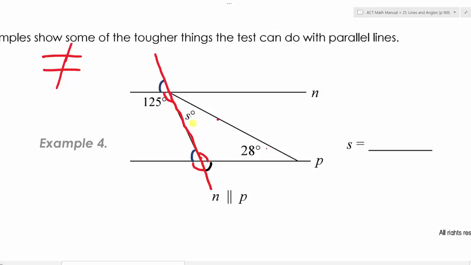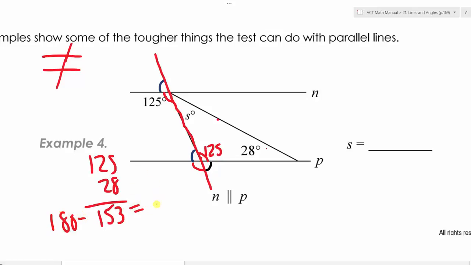So now I know that since it's 125 and this red angle down here, the other big angle, has to be 125 as well. And inside here I have a triangle, so I know there has to be 180 degrees total in there. So 125 and 28, 125 plus 28 is 153, and then I take that away from 180 and I get 27. So S would be 27.